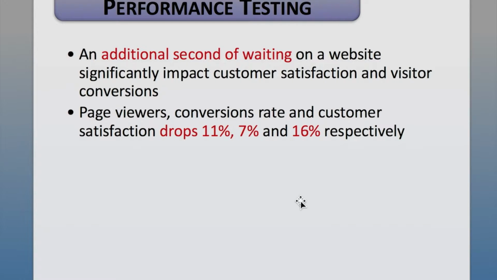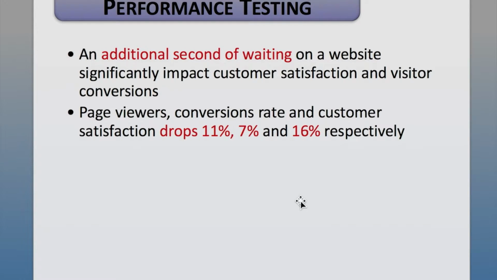Why to conduct performance testing? Now, coming to the question, why do we need to do performance testing? Let's assume that you're working on a website, you are doing some business transactions, and you find the website is pretty slow, and whenever you're trying to do a transaction, it's not going through. That means the performance is not up to the mark. It has been observed that an additional second of waiting on a website significantly impacts customer satisfaction and visitor conversions. Page views drop by 11% or so, conversion rate 7%, and customer satisfaction drops by almost 16%.